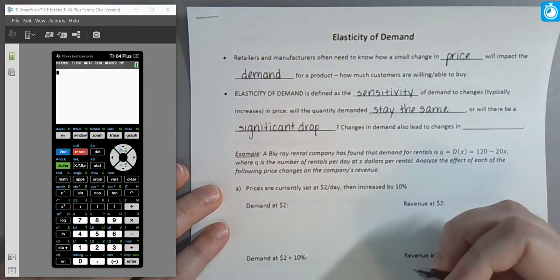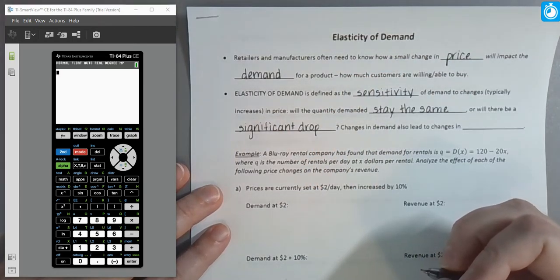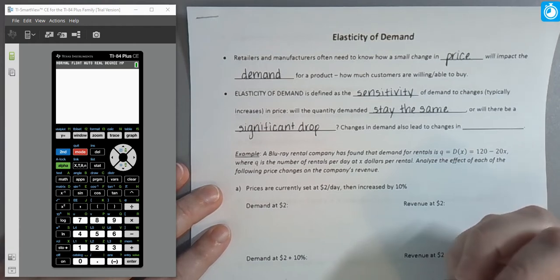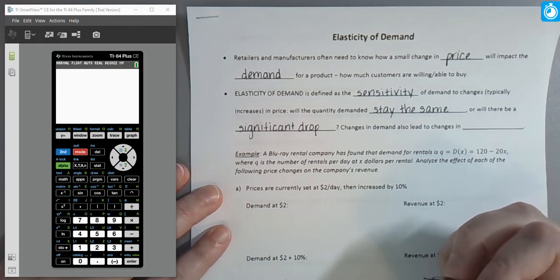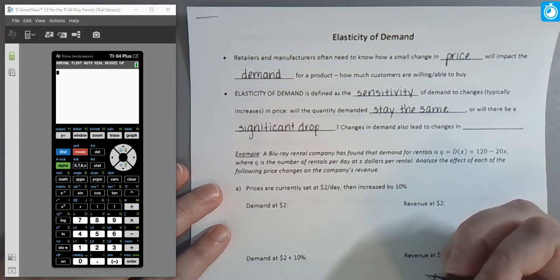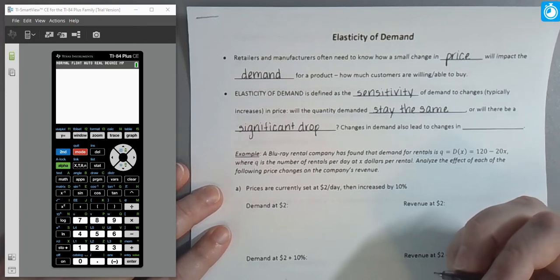That's the question we want to answer. If we change the price, what's going to happen to how much people are willing to buy? Is it going to stay roughly the same, or is there going to be a major effect on how much people are willing to buy? Because of course, if the quantity demanded decreases, then even though we're probably charging more, we may not make as much money overall because there's not going to be as many purchases.